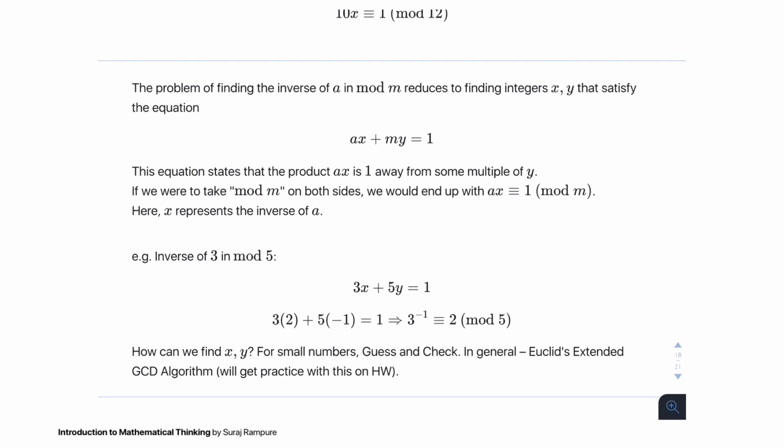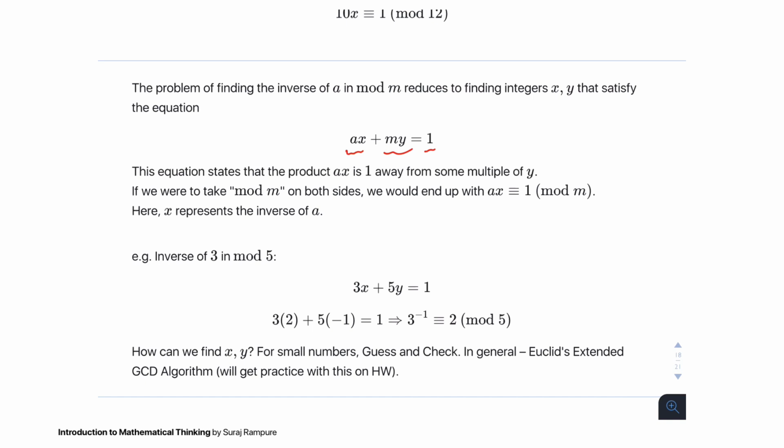The problem of finding the inverse of a in modulo m can be reduced to finding integer solutions to ax plus my is equal to 1, right? Because all this says is that when you multiply a by x, you are 1 away from some multiple of m. Are there any questions with where that equation comes from?